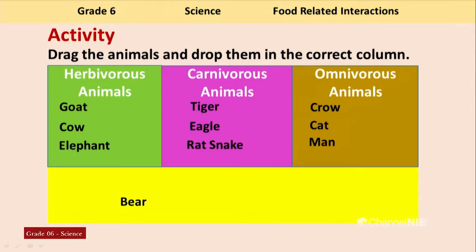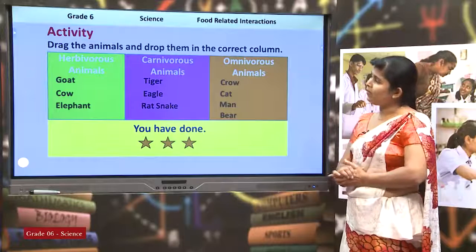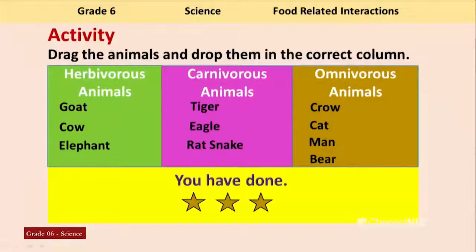Then the rat snake is a carnivorous animal. It depends on the flesh of other animals. And finally, the bear. It is an animal which depends on both. Right? Now we have categorized the animals into the correct groups.